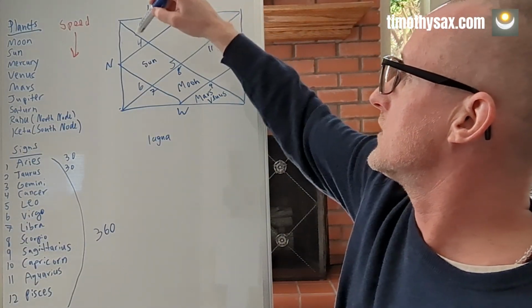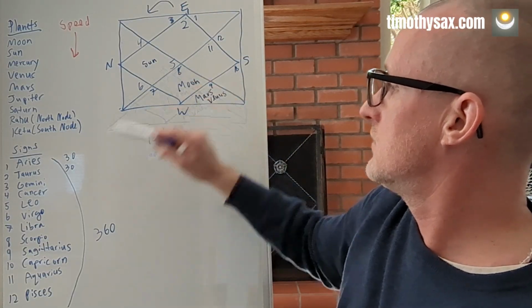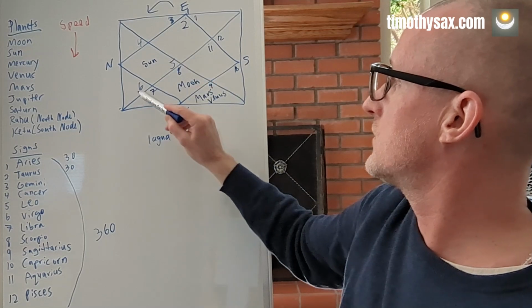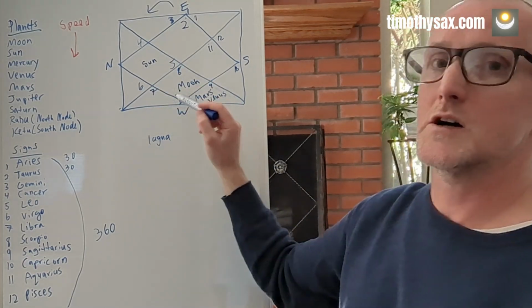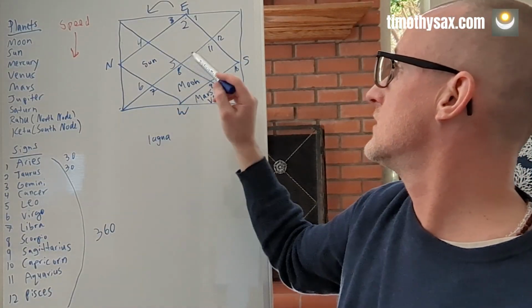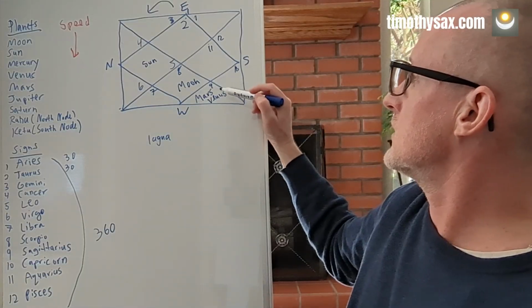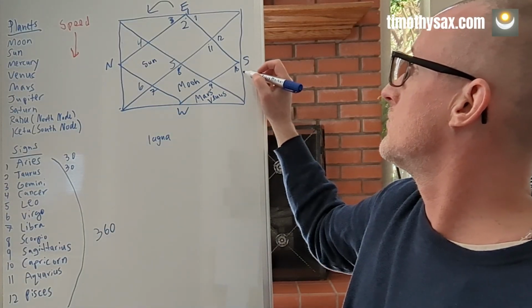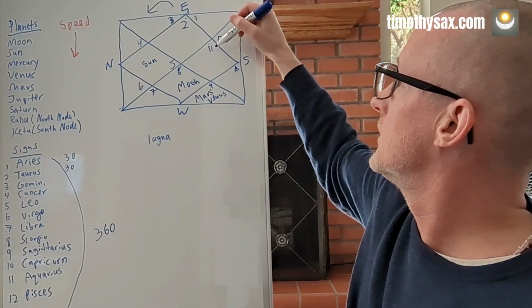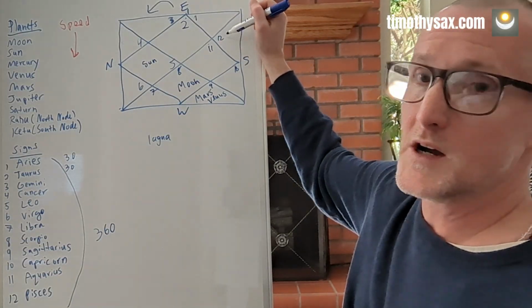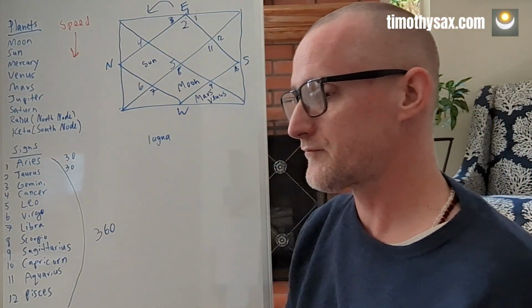Gemini in the second, Cancer in the third, Leo, 5, in the fourth, Virgo, 6, in the fifth, Libra in the sixth, Scorpio in the seventh, Sagittarius in the eighth, Capricorn in the ninth, Aquarius in the 10th, Pisces in the 11th, and Aries in the 12th.